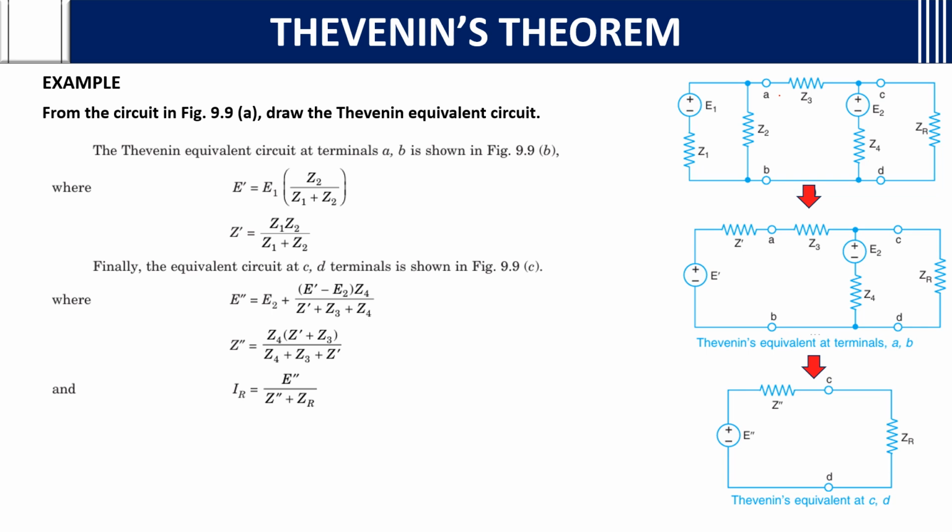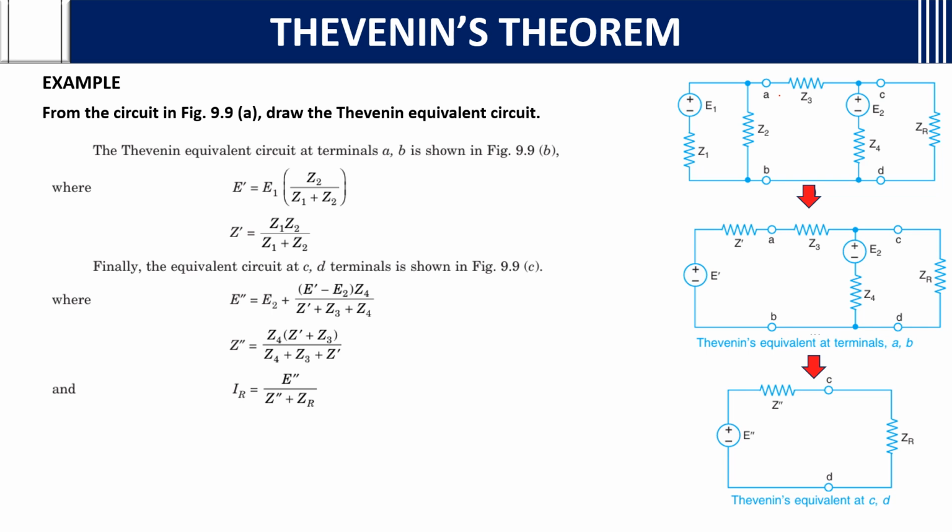After writing ZR, we now want this IR. That means how much current is going through this load. If you want that, IR is equal to, anyway, you got E double dash and Z double dash. So V by R. Z double dash is in series with ZR, so add Z double dash plus ZR. So V by R, you will get the current across the load resistance.